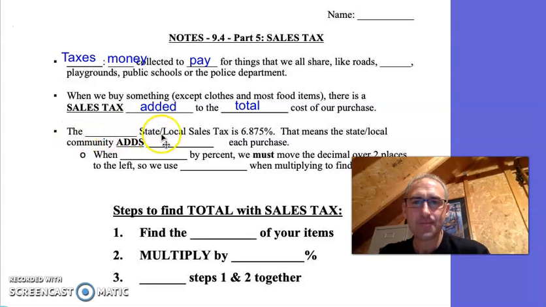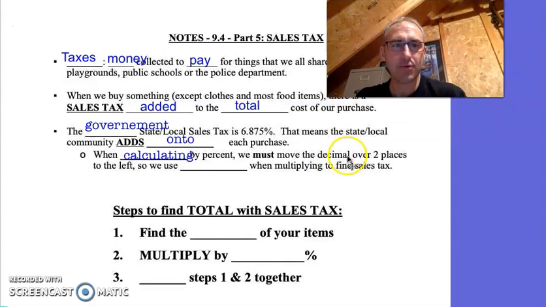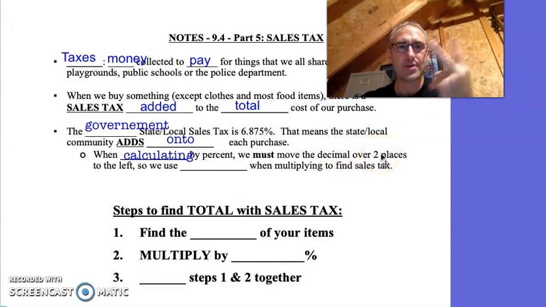The blank, local state government tax, is 6.875%. That's the government's state and local tax. That means that the state and local government adds that onto each purchase. When calculating tax by percent, we must remember to move our decimal point over 2 spaces to the left, just like we did with discounts and with tip.